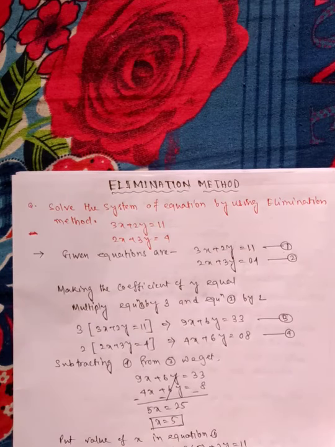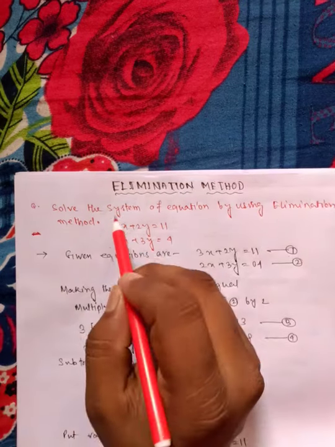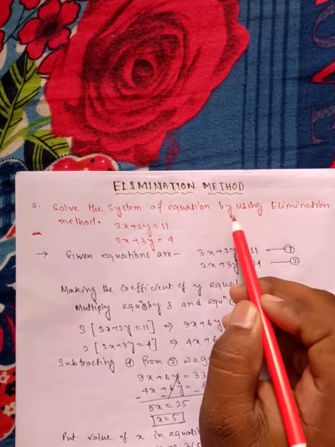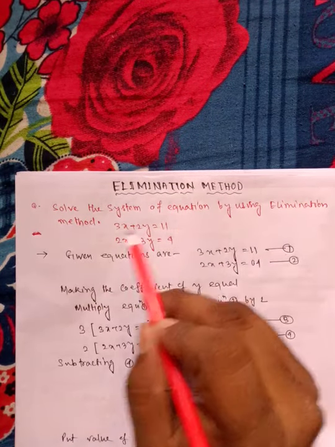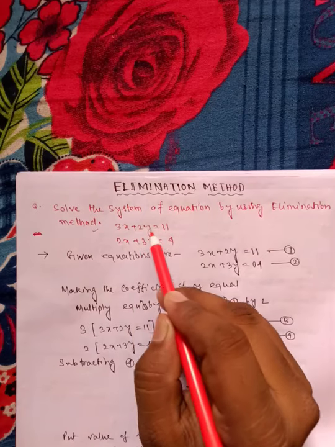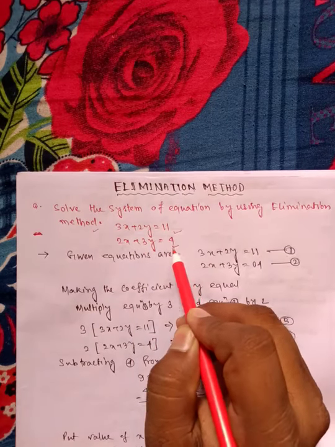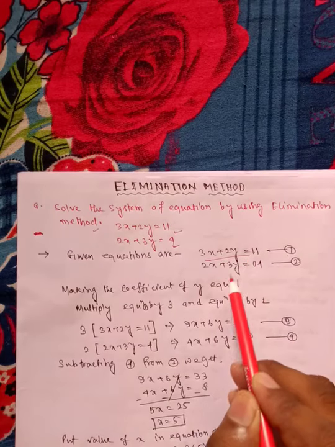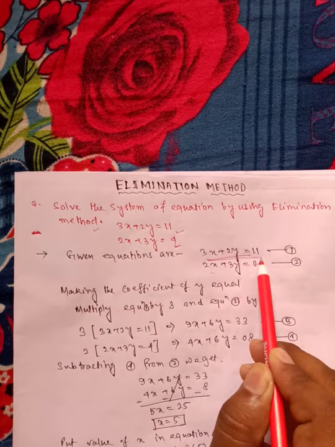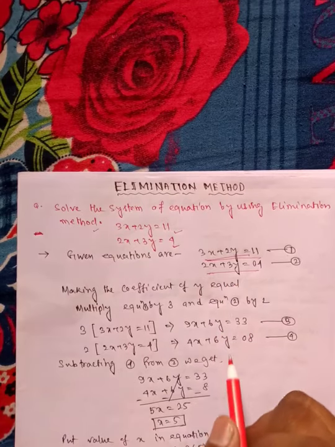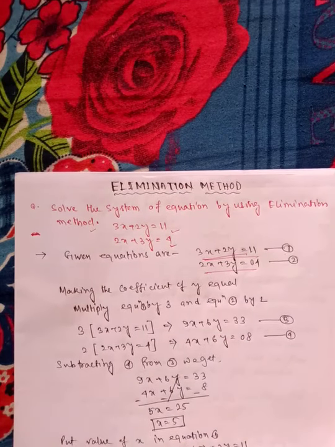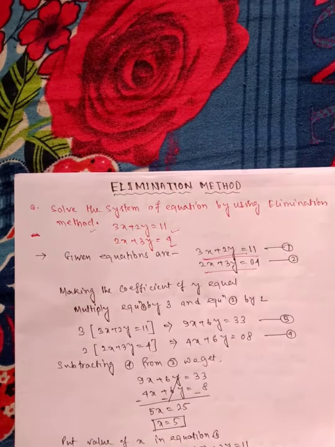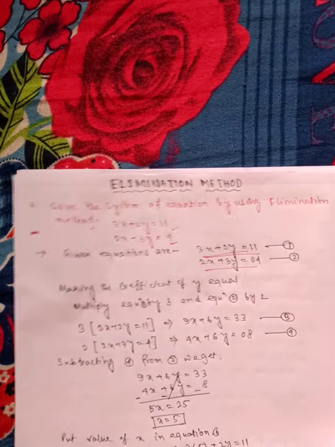First I am going to solve a question, then I will discuss the steps. The first question is: solve the system of linear equations using the elimination method. 3x plus 2y equal to 11, 2x plus 3y equal to 4. We have to solve this question by the elimination method.